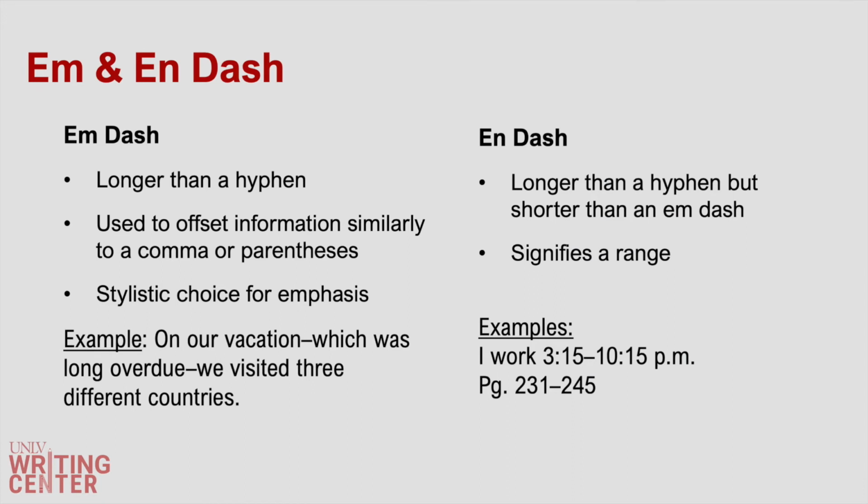M and N dashes, which are not interchangeable with hyphens, have different purposes. M dashes are longer than a hyphen and are used to offset information similar to the way a comma or parentheses would. The M dash is generally a stylistic choice and can be used to emphasize a phrase. N dashes are longer than a hyphen but shorter than an M dash. It is used to signify a range, like a page range or time range.